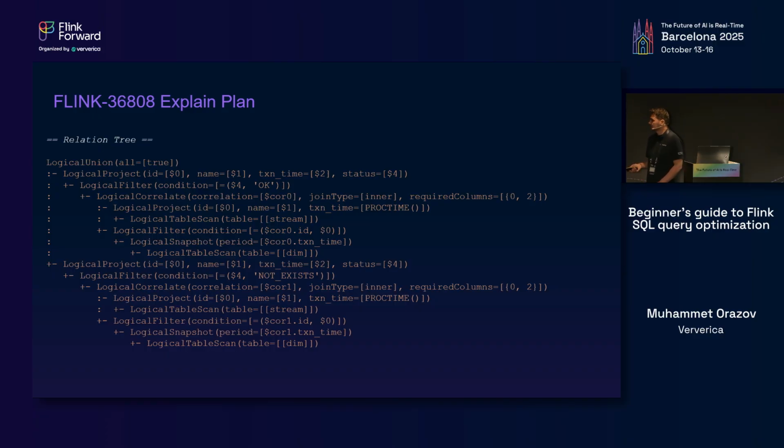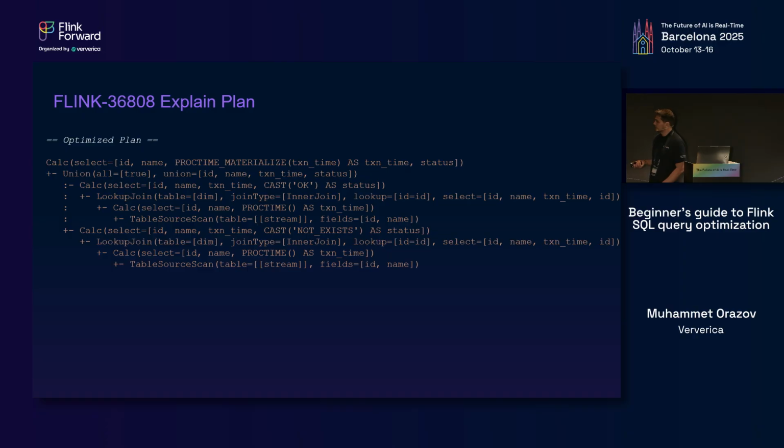Looking into the plan, it looks all right. The optimized plan, same again. So we have the union with two parts, where the logical correlate is now converted into the lookup join. And yeah, same for the other part of the query. And then we just select the columns, right? Does anyone know where the bug could be at this moment? OK, so that's the optimized plan.